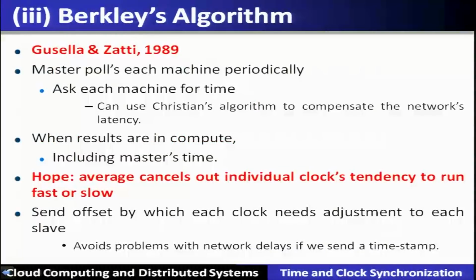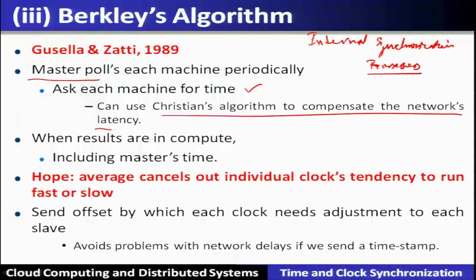Now, we will see another algorithm, called Berkeley's algorithm, and this is the algorithm for internal synchronization, whereas the previous algorithm which we have seen was an external synchronization. Here, out of the group of processes, one will be elected as the master using any leader election algorithm, and this master will poll each of the other machines periodically, that is, it will ask each machine for its time. As far as the message latencies are concerned, they will be obtained through the previous algorithm, that is Christian's algorithm.